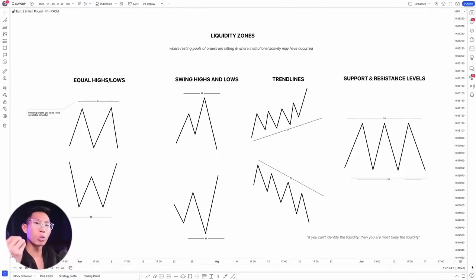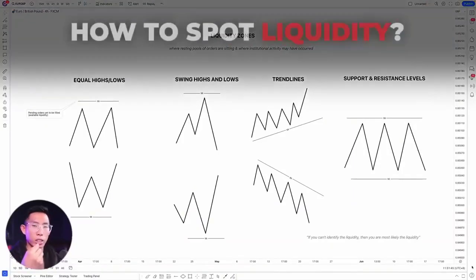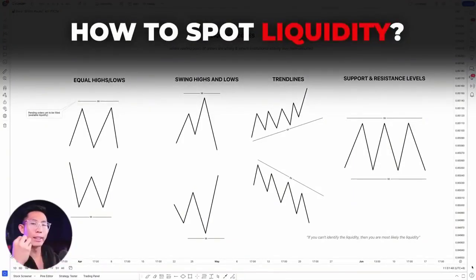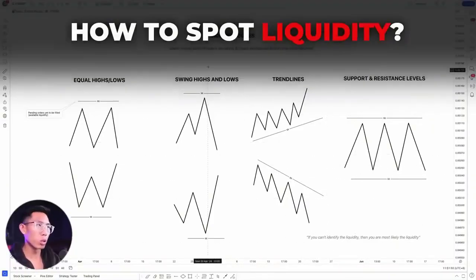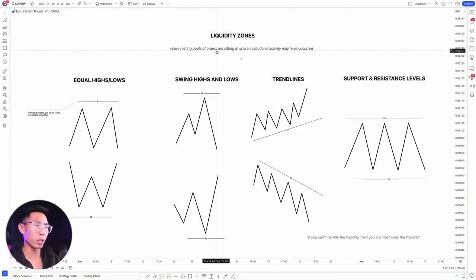Now, the question becomes, how do you exactly spot liquidity when you are trading? And that is where the concept of liquidity zones comes in. So liquidity zones are basically where resting pools of orders are sitting and where institutional activity may have occurred. Like I said, our job as traders is to follow the footprints of the institutional traders, the big financial institutions, the smart money, because we understand that they are in charge of these huge moves. And in order for us to get in with those huge moves and trade with them rather than against them, we have to understand these liquidity zones and make sure that we identify them properly.